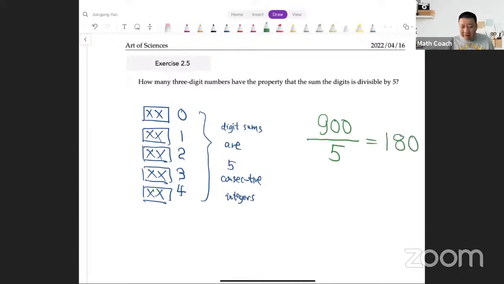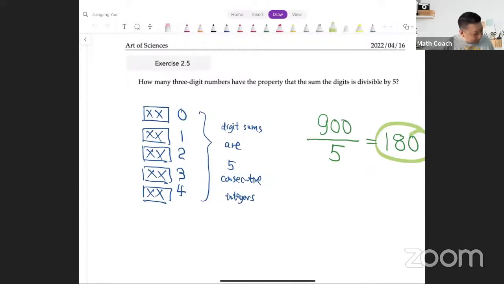But be careful. This does not apply to every situation. You can design a math countdown problem: how many 3-digit numbers have the property that the sum of digits is divisible by 6? Then it is not calculated this way. Okay. So now next round.